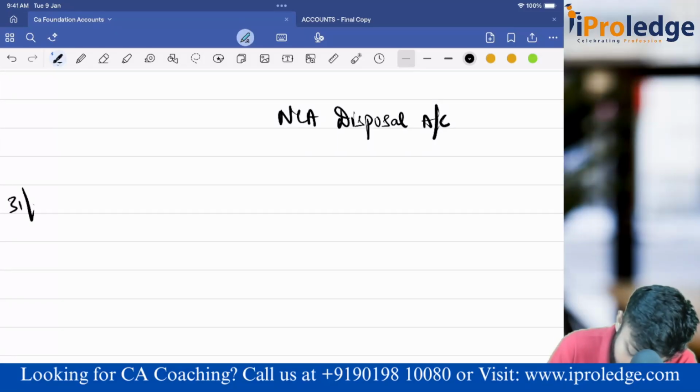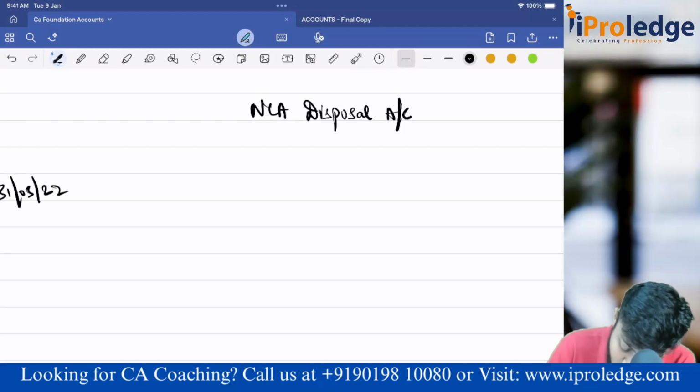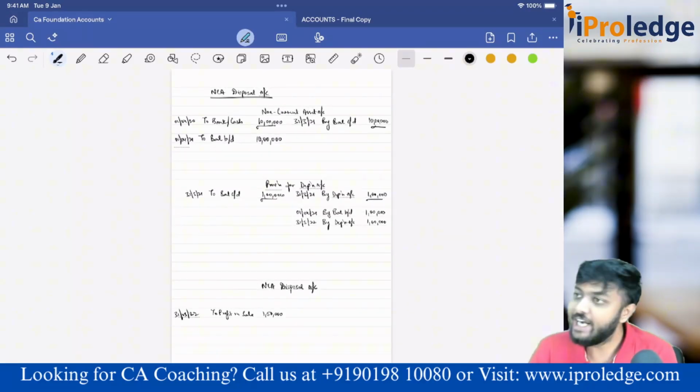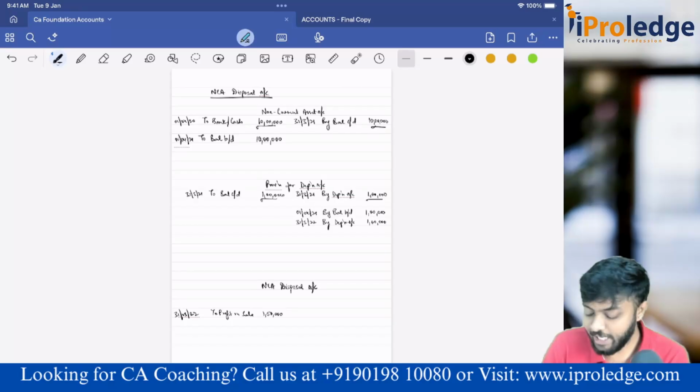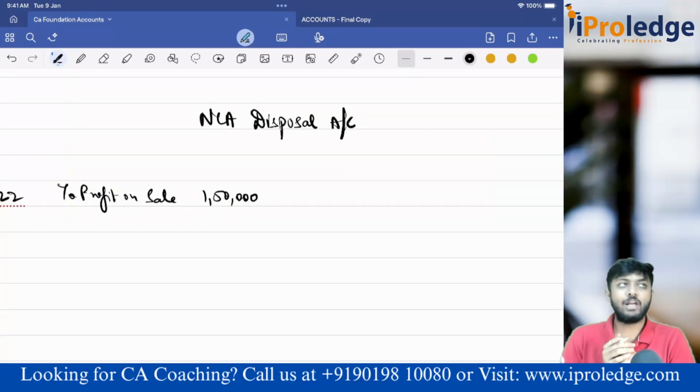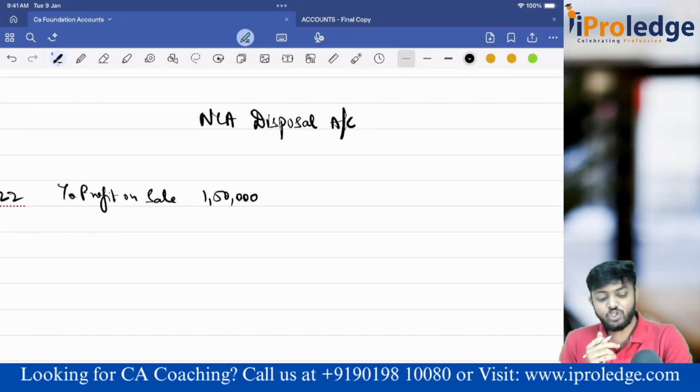31/3/22, profit on sale 1 lakh. So you calculated profit or loss. Then bank entry. Bank entry I will now record it in NCA disposal. I told you what was the NCA disposal account intention. All the entries with respect to sale will now come to NCA disposal. When you receive money, that also will show in NCA disposal.